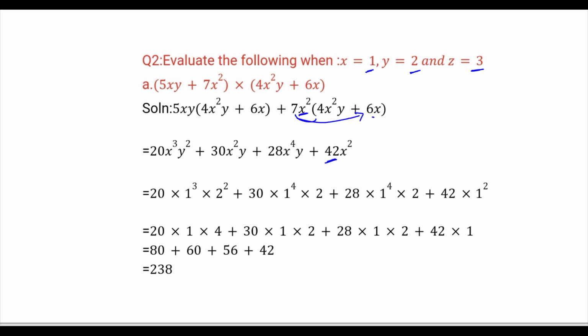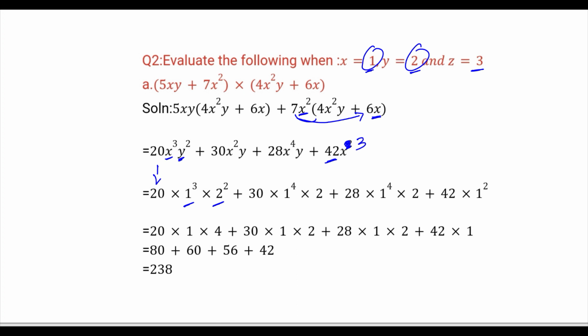Then x square into x, we're going to get x to the power cube. Okay, not square. All right, then once we're done with that, we just have to put the values again, right? So 20 is here, but x, what did the answer take? We're supposed to take 1, so it's 1 cube. And y is how much? Y is 2, so 2 square, 2 square.